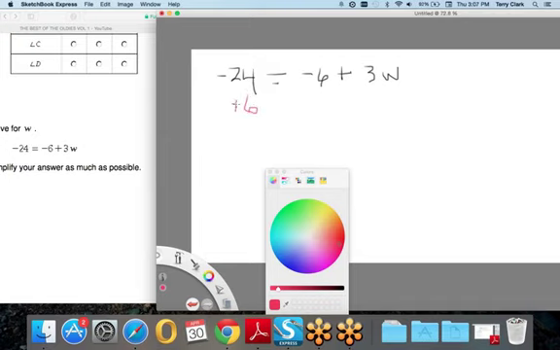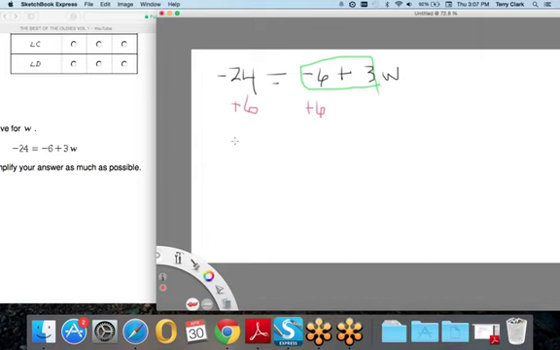And the reason why we're adding 6 is to get rid of the negative 6. Okay, because what we're trying to do here is we're trying to get rid of all of this, because we just want the W by itself. That's what we're trying to do. Okay, so when we do that, that's going to give us negative 18. Okay, and watch out for adding positives and negatives together, because when you're adding positive and negatives, you really end up subtracting. And then that's going to give you 3W.